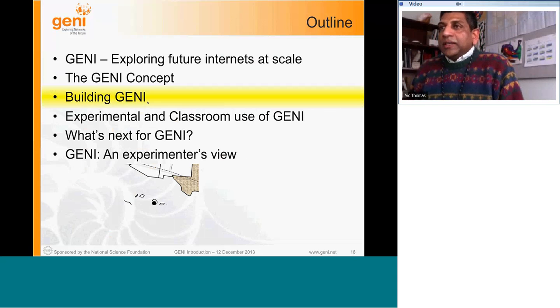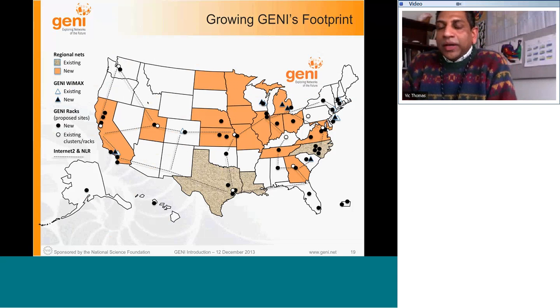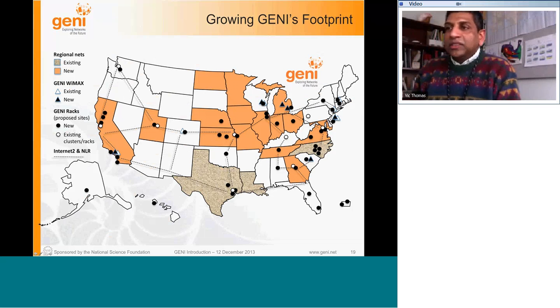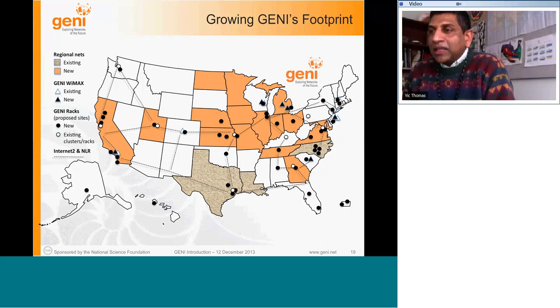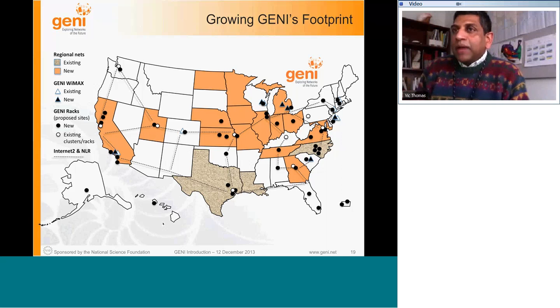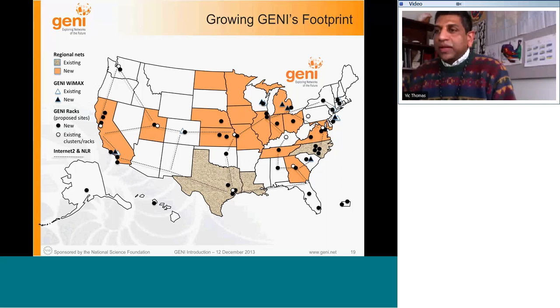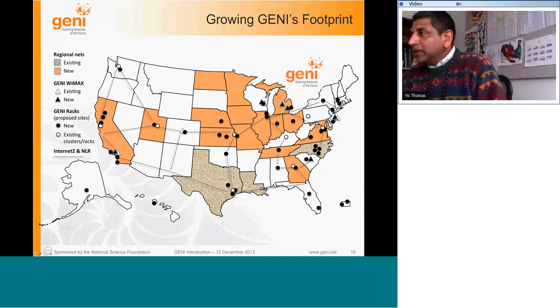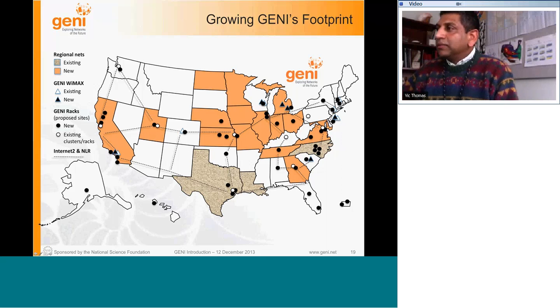So how are we building GENI? As I said, GENI is growing every week. This shows the current deployment. The dots show the locations of GENI racks. The black and the white dots show where racks already exist or are going in. The WiMAX base stations are shown as triangles. You can see some in the UCLA area. There are some in, I think that's Rutgers area. Some in Michigan, Wisconsin, and various locations around the country. I think there are about 13 campuses where WiMAX is deployed.